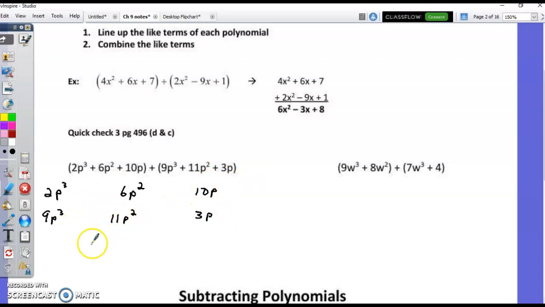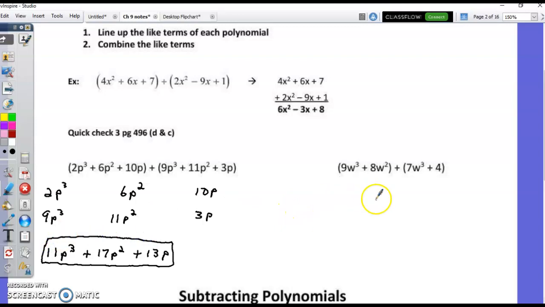So now we're basically just adding all of the like terms. So these are all positives. So 2 plus 9 would be 11, p to the third. 6 and 11 would be 17, so I'm going to indicate a positive 17, p squared. 10 and a 3 would be a positive 13p. And then this is my answer already written in standard form.